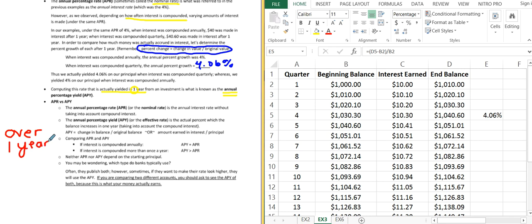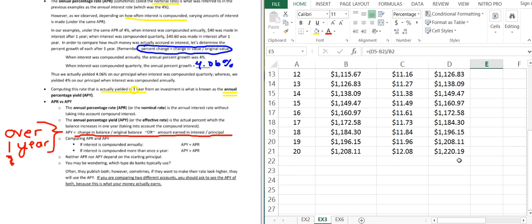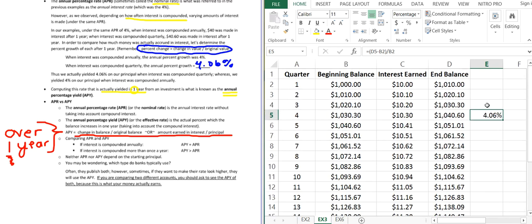So when you're computing your APY, if I ask you to compute it, let's say by hand, like we just did, yes, it is definitely this change in balance over original balance, or amount earned in interest divided by the principal, but over the course of just 1 year. So notice on this example, I didn't go all the way down to the end balance of the whole investment when I was computing this APY. When I did that, it was just looking at what I had made over the course of that percent change over 1 year.